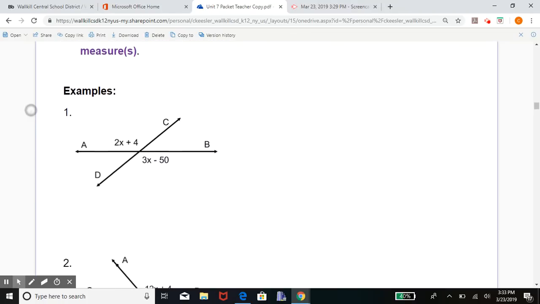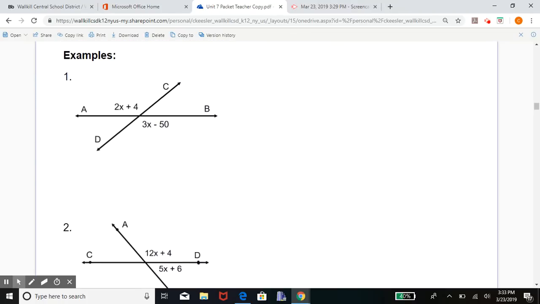So here's our first example. So again, our first thing we have to do is decide whether the angles are supplementary, complementary, or congruent. So in this case, hopefully you're seeing that there's no right angle. So there's no way that these are complementary angles. So they're either supplementary or congruent.